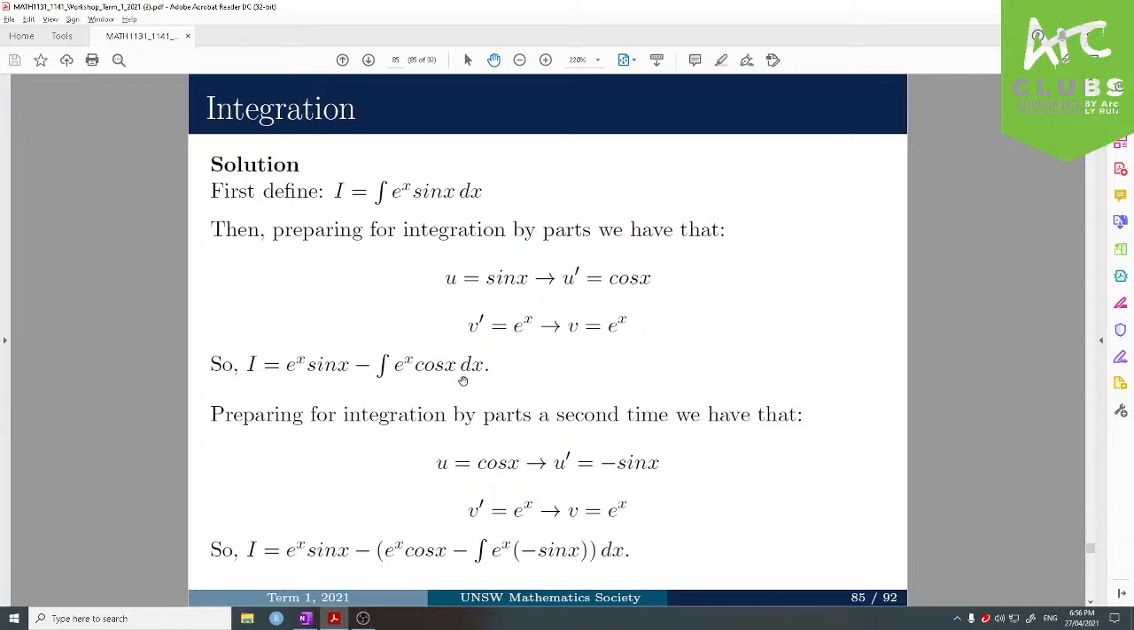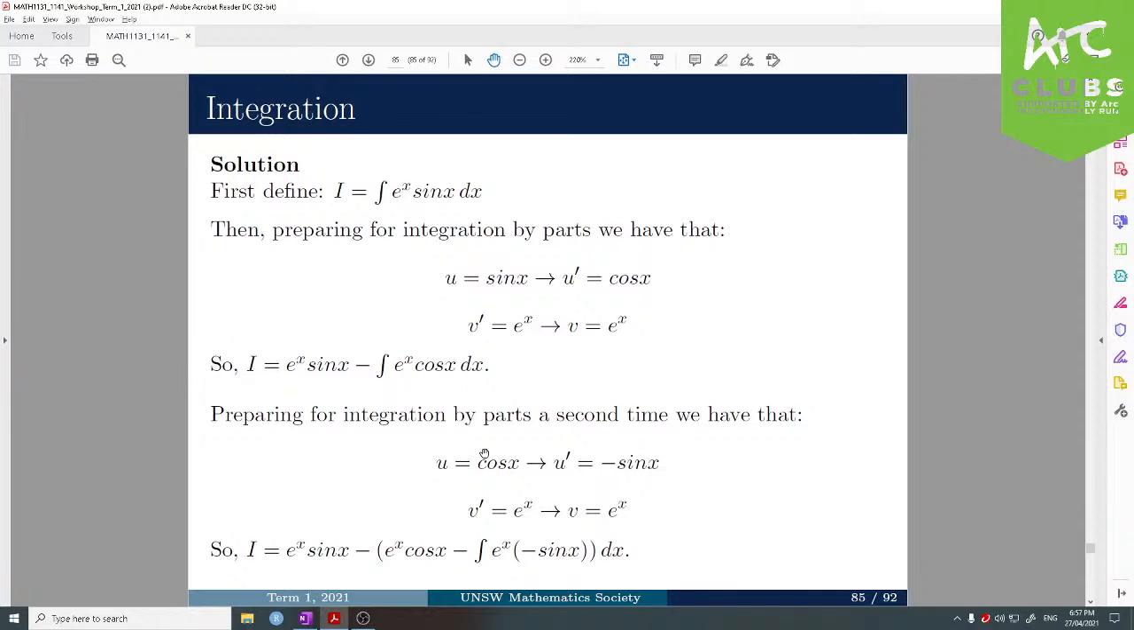But what you should notice is that every time I apply integration by parts, this sine and this cos keeps alternating, right? It alternates between sine and cos, which means if I integrate by parts again, I should end up with e to the power of x sine x again somewhere, right? Which is simply my I. That's why I defined it as I initially, because then I can rearrange everything in the end.